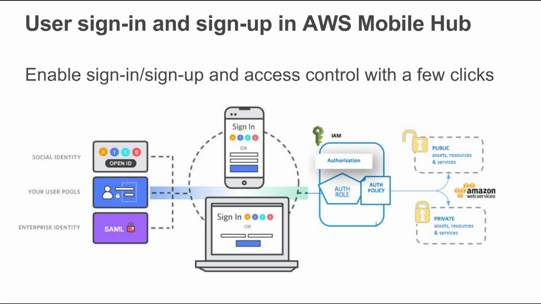So for user sign-in, this is the flow in Mobile Hub when it creates this app. There are a lot of things behind the scenes creating this access to the public and private resources we talked about. So you log in with user pools or identity does the sign-in, and then behind the scenes it goes through IAM, which is that role piece where you can fine-grain access per user, and then they can have access to public or private resources as you see fit.